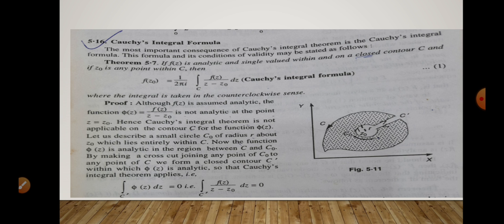By making a cross cut joining any point of C0 to any point of C, we form a closed contour C' within which phi(z) is analytic, so that Cauchy's integral theorem applies. So we can write the integral over the contour C' of phi(z) dz equals 0, meaning the integral over C' of f(z) dz upon (z minus z0) equals 0.